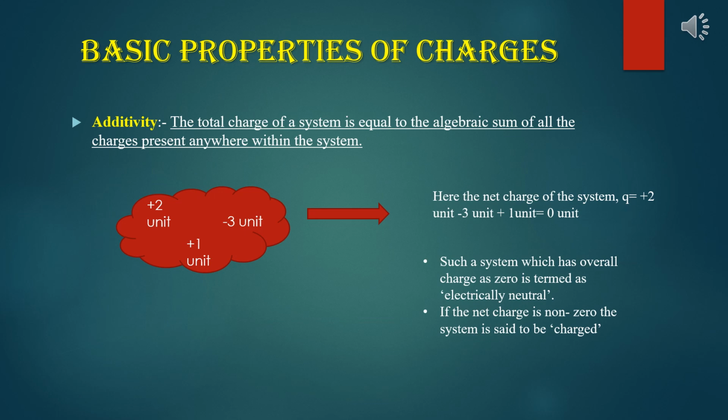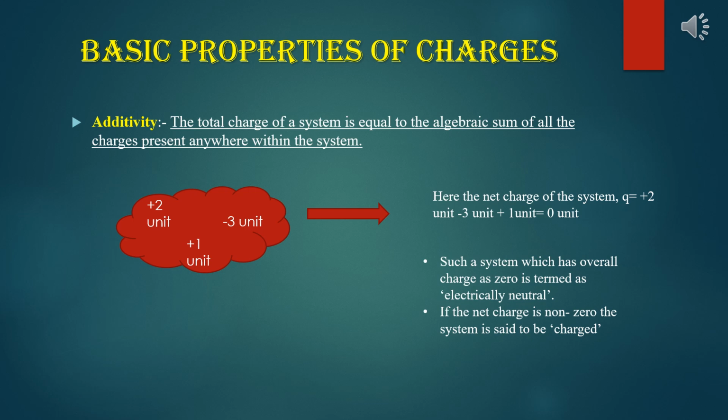Now in the last segment, if you remember, in the last slides, we have discussed what a charge is and what the types of charges are. That means how to identify whether the object is charged or not. Now, whenever we are discussing charges, we are dealing with charged objects, so we have to understand some important properties of the charges. Now, what are these properties? The first one you can see is called additivity of charges. So what is the meaning of additivity? That means that if I have a system having a cluster of charges, then the total charge of the system will be equal to the algebraic sum of all the charges present anywhere within the system.